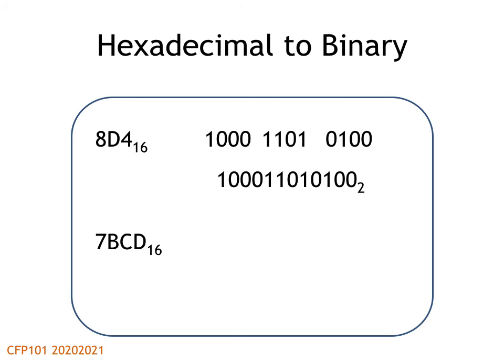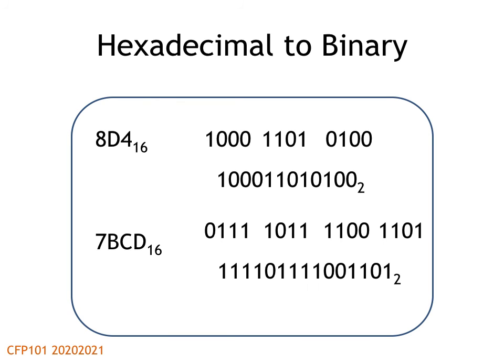Let's take another one. So you have 7BCD in base 16. We want to write that in binary. Starting with 7, 7 is 0111 in binary. B is 1011. C is 1100. And D is 1101. Now, writing them all together, again, you can get rid of the leftmost bit in the 7 because it will not matter. So you have 111 1011 1100 1101 in base 2.